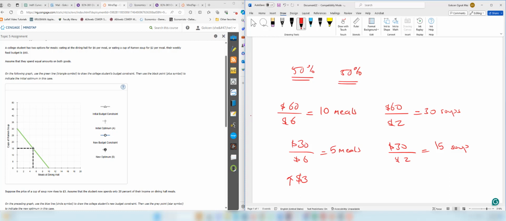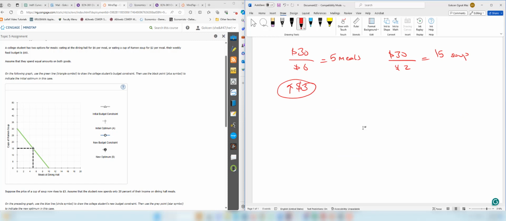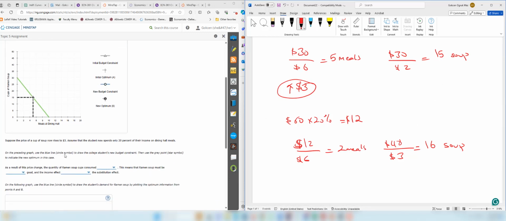Now let's continue reading. Suppose the price of a cup of soup now rises to $3. Assume that the student now spends only 20% of their income on dining meals. So now 20% of income is on dining meals. $60 times 20% is $12. So with $12, you get 2 meals. And the remaining $48, you're going to get 16 soup. So as you see, the soup amount increases. The price increases, the soup amount increases.